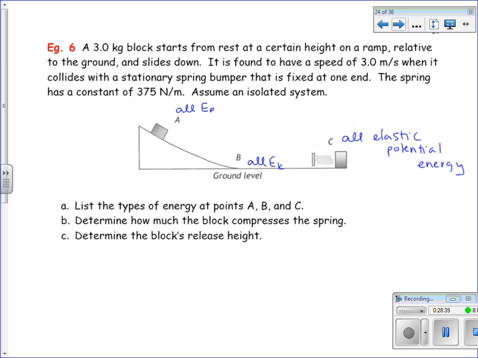Determine how much the block compresses the spring. Okay, so we know certain things. We don't know what height the object starts from, so we don't know the height at A. We know the velocity at B is 3 meters per second, and we're looking to see how much the spring is compressed at point C. We don't know enough about A to use A in our calculation, so we're going to look at B and C.